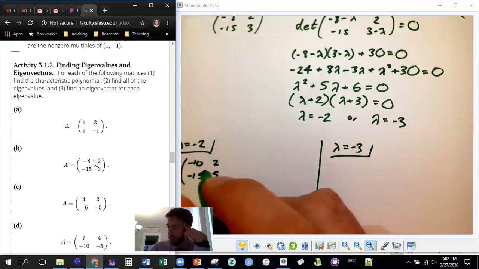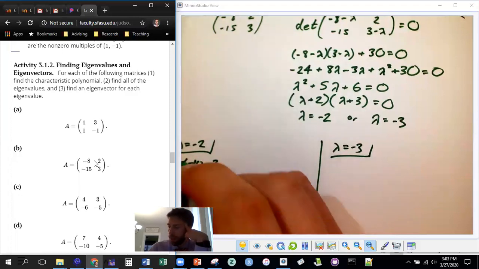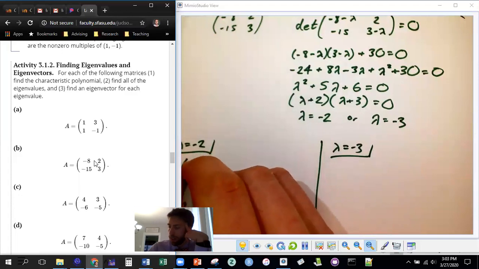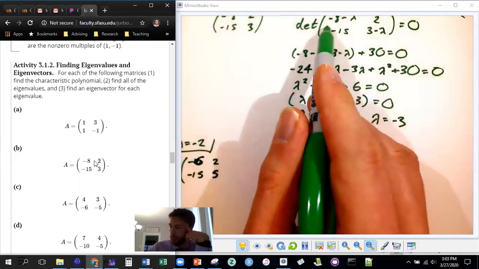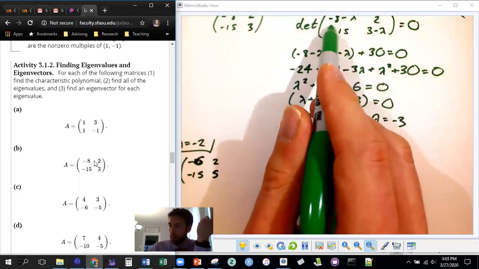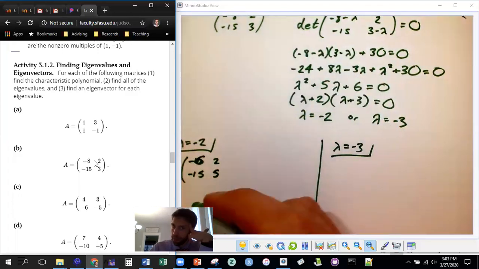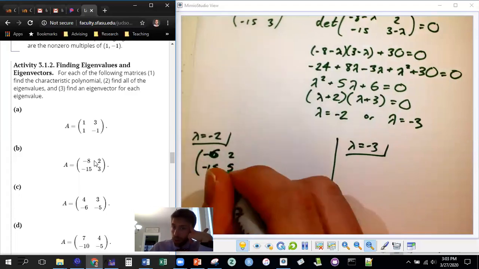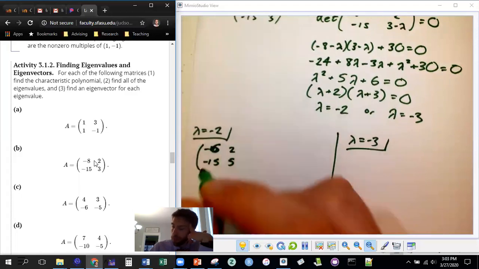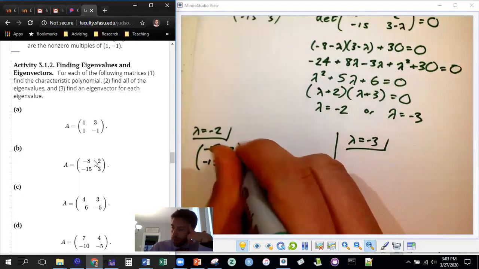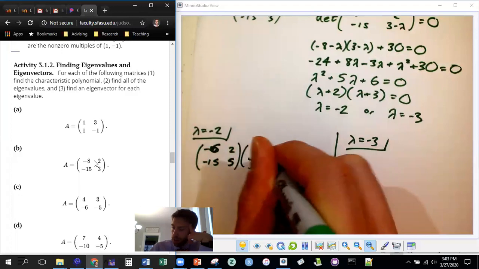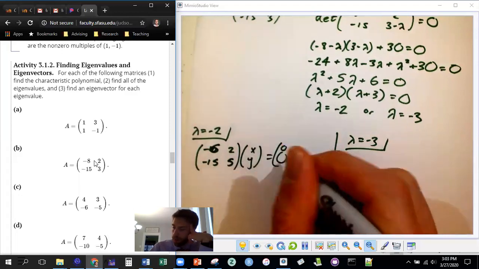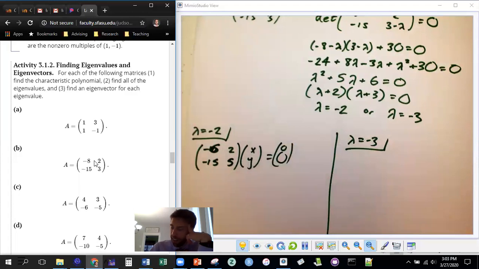Wait a second. No, that's -6, because -8 minus -2 would be -8 plus 2, so -6. The reason I caught that is because I know that the two rows have to be scalar multiples of each other. Okay, so times (x, y) equals (0, 0). All right, so now both equations will be the same except by a scalar multiple.